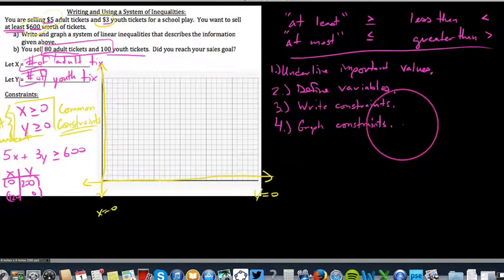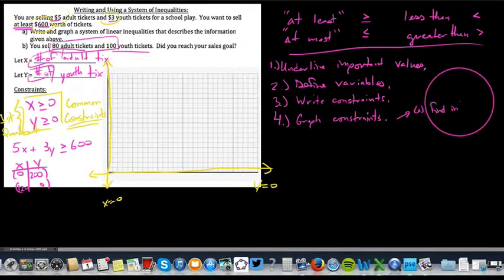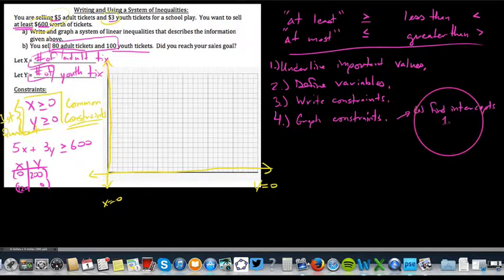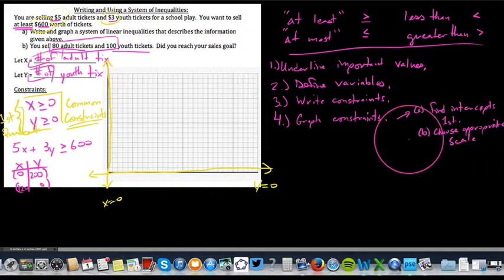So we say graph constraints. One side note we want to write here is this: find intercepts first. You want to find those first. Okay? And then say a subclause here also, choose appropriate scale. You know, that's what we wanted to do here. Appropriate scale. And what I mean by that is what you're going by on these axes.